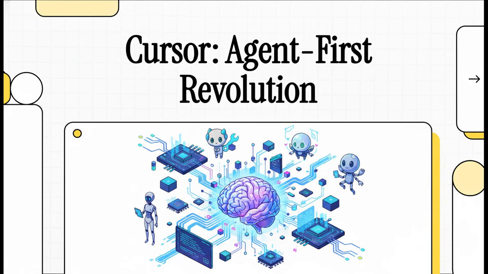All right, let's dive right in. We're at this fundamental turning point in how we actually build software. The whole craft is shifting away from just writing code line by line and moving towards something more like orchestrated autonomy. And smack dab in the middle of this revolution is an IDE called Cursor. And this isn't just another tool, you guys. It's a completely new way of thinking about development.